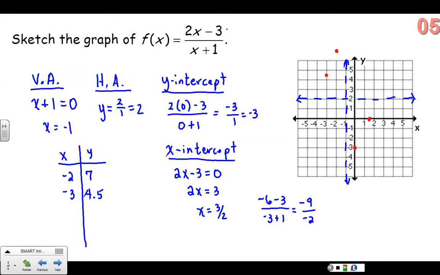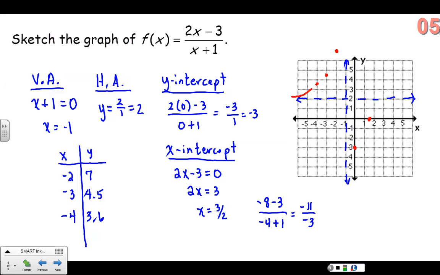Let's try one more point on that side, negative 4. I think I've got about enough to figure out the shape of the graph and not have to do too much more with it. If I plug in negative 4, that would give me negative 8 minus 3 over negative 4 plus 1. So that's negative 11 over negative 3, which is positive. 11 divided by 3 is 3.6. So at negative 4, I'm going to go up 3.6.